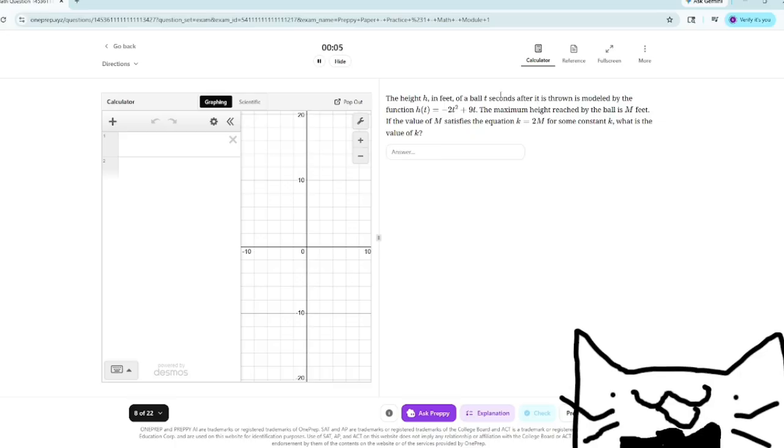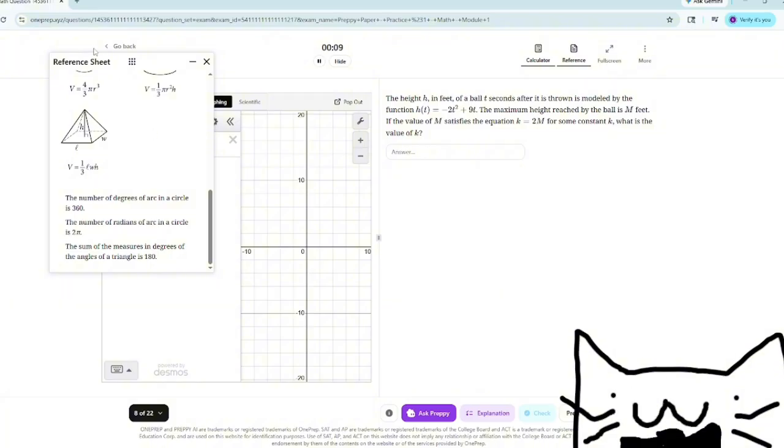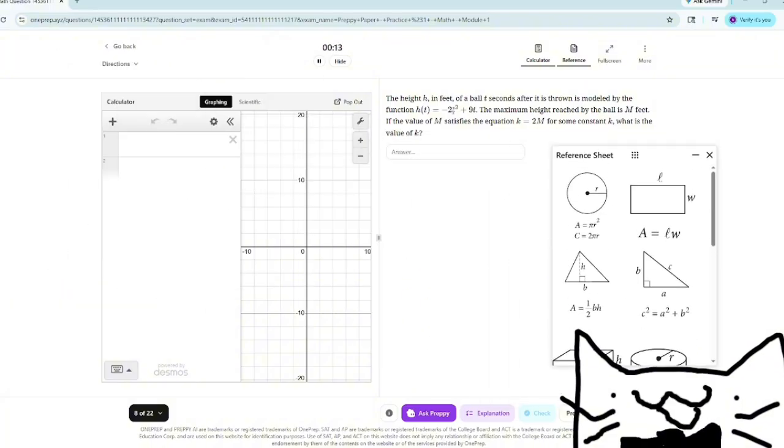The height. So this is giving you a ball and it's giving you some trigonometry. Is it? I think it's geometry. 2t squared plus 9. Okay. It wants us to find the value of k. K equals 2m. So the maximum height reached by the ball is m. Okay.